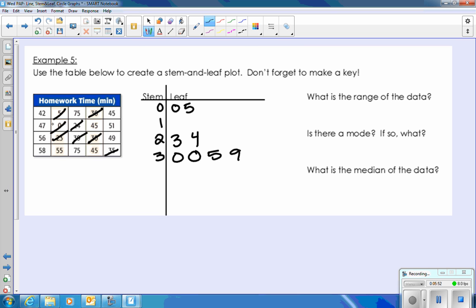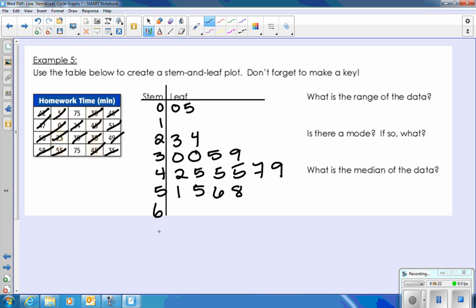Now we have a 42, a 45, a 45, and a 45. A 47 and a 49, a 51, a 55 and a 56, and a 58. I don't have any 6s, but I do have 2 75s.